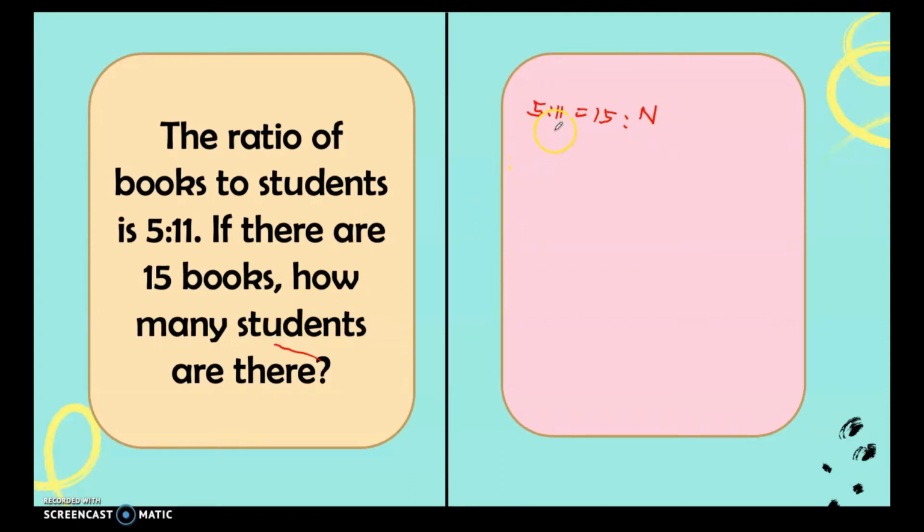Then to solve that, we need to multiply the means and the extremes. We have 11 times 5 is 165, and this is 5n. Okay, so let's equate the two equations. So 5n is equal to 165. To find the value of n, you divide 165 by 5, you will get 33. So how many students are there? There are 33 students if there are 15 books.